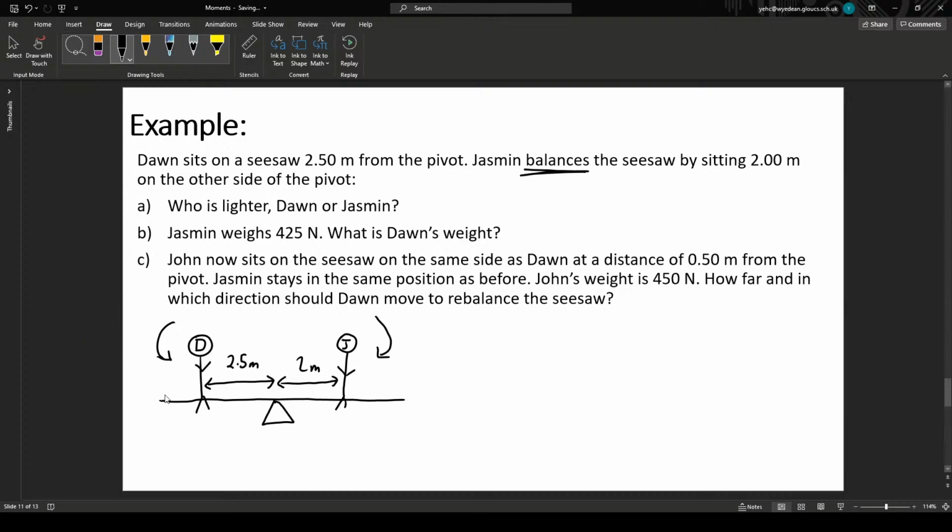So think about moments. Moments equals force times distance. Now, their moment is going to be exactly the same. Their distance is a little bit different. So who is going to be lighter? Who's going to weigh a lot less in order for them to have the exact same moment? I'll let you have a little think about that before I tell you the answer.